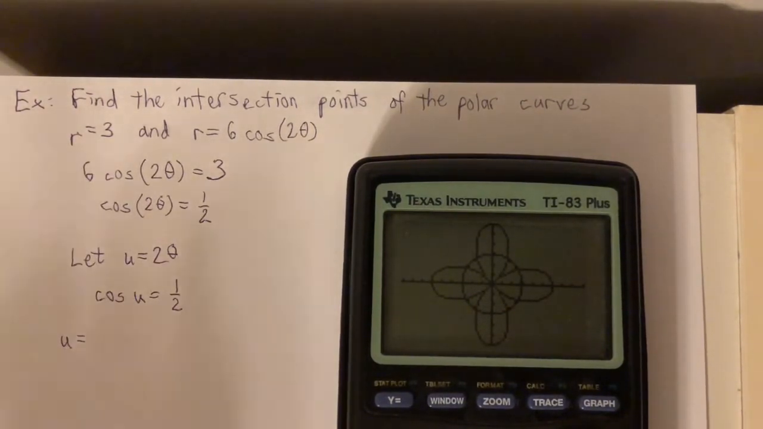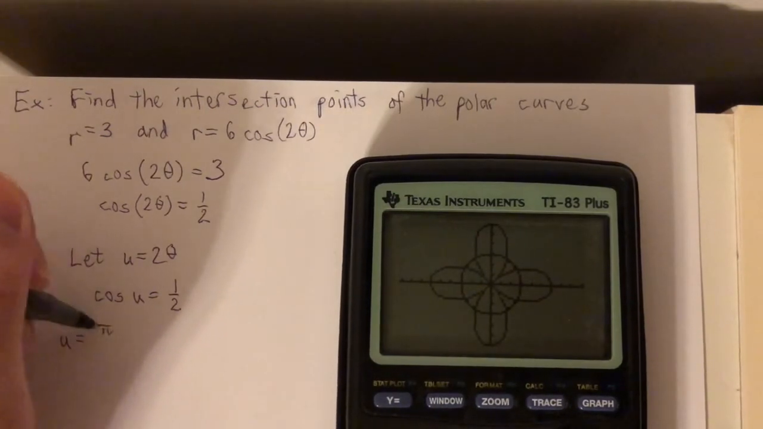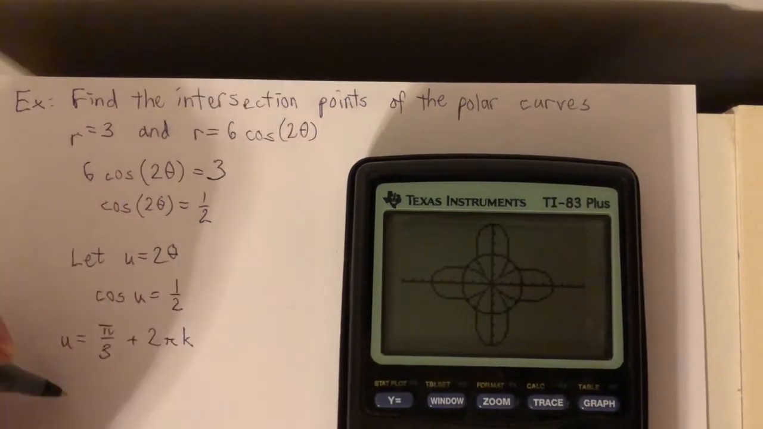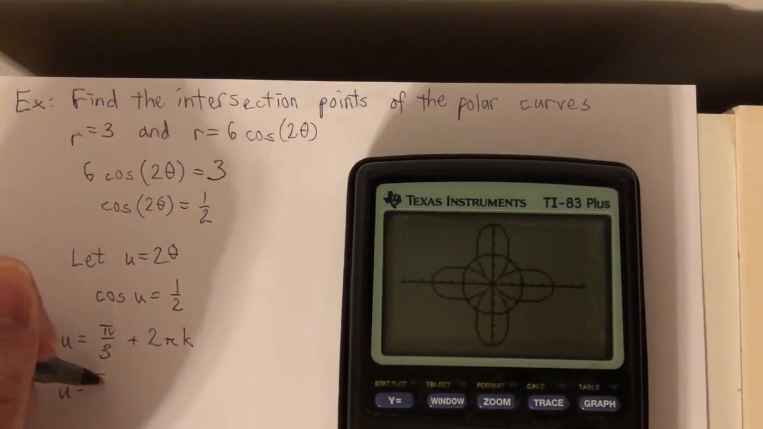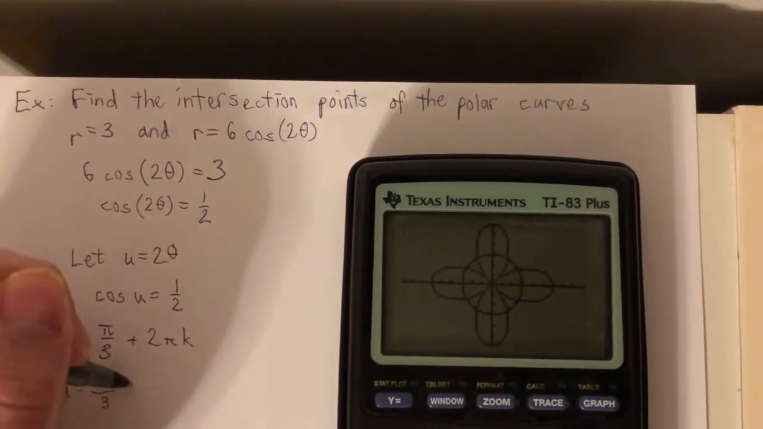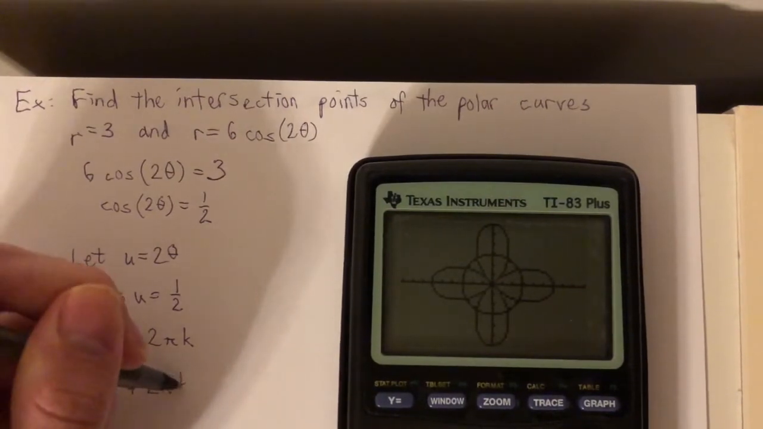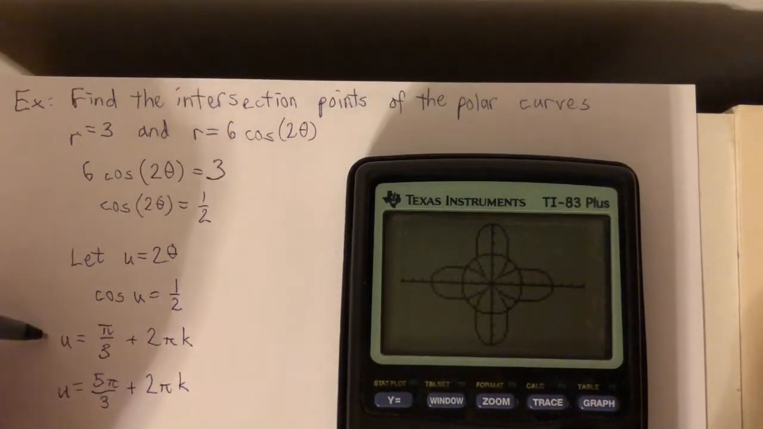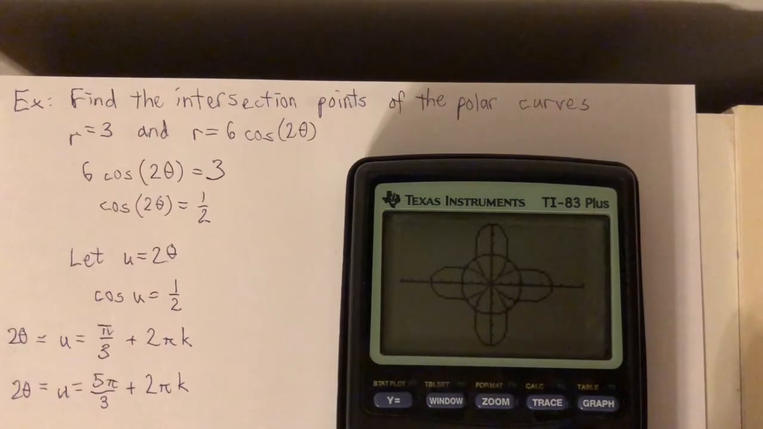And I'll leave it to you as an exercise to show that what we would get is pi over 3 plus 2 pi k. And the fourth quadrant solution would be 5 pi over 3 plus 2 pi k. So that's going to tell me, well, this is u, this is 2 theta. So if I remember that, 2 theta is pi over 3 plus 2 pi k. 2 theta is 5 pi over 3 plus 2 pi k.